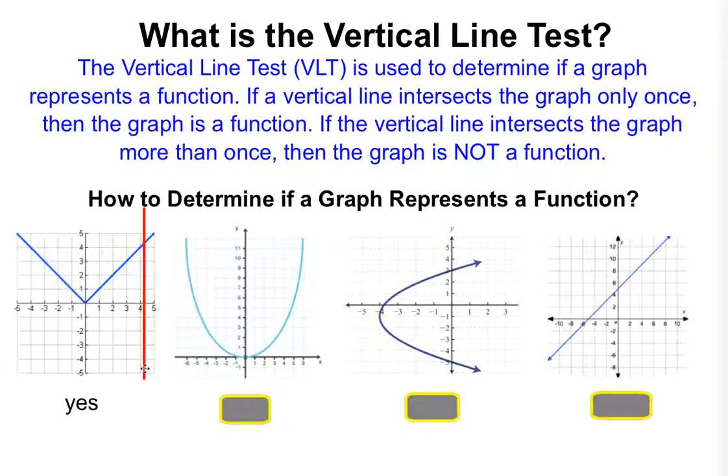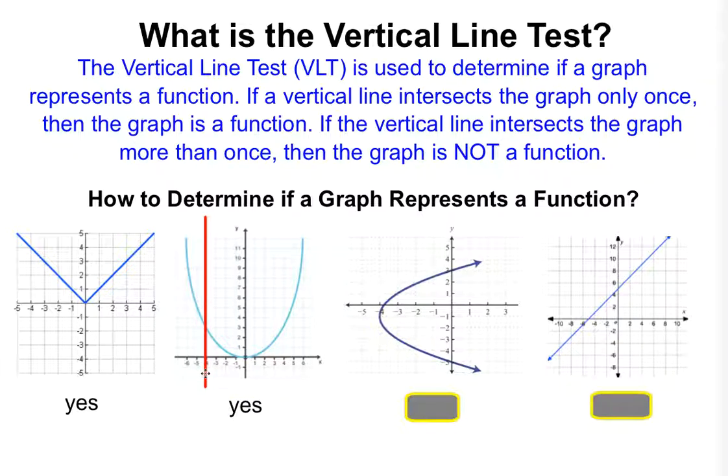Now let's move on to the next graph. Using our vertical line test, I'm going to move it throughout the entire graph and ask myself, how many times does the vertical line test pass through the graph? What number do you have in your head? Hopefully, it's 1. So because the vertical line test passes through this graph exactly one time, this graph also represents a function.